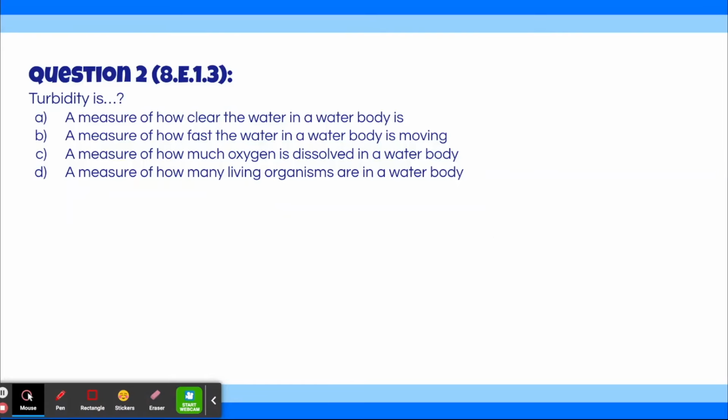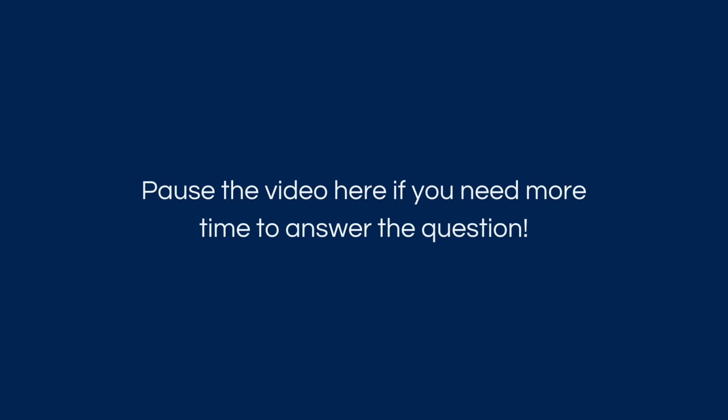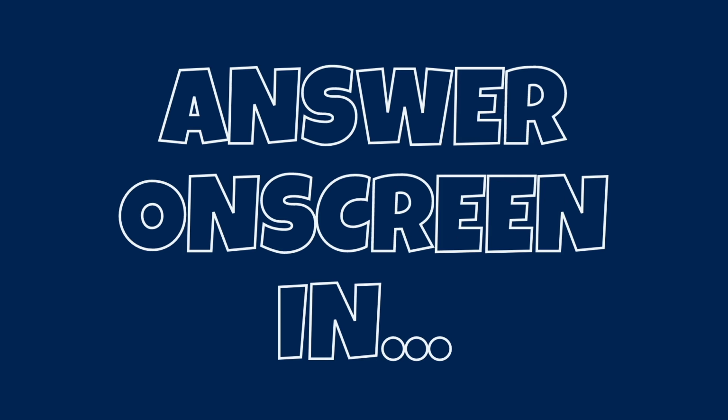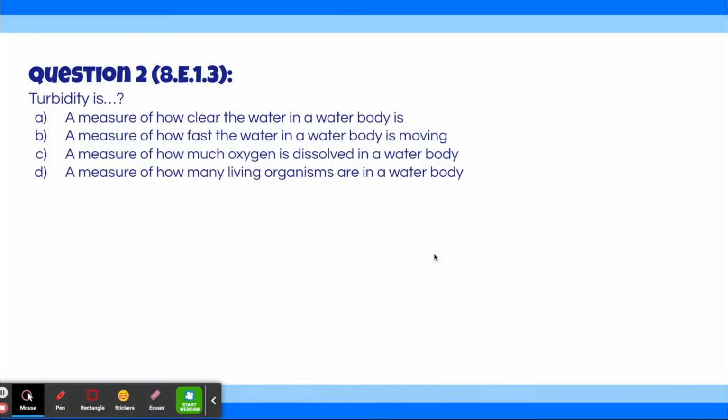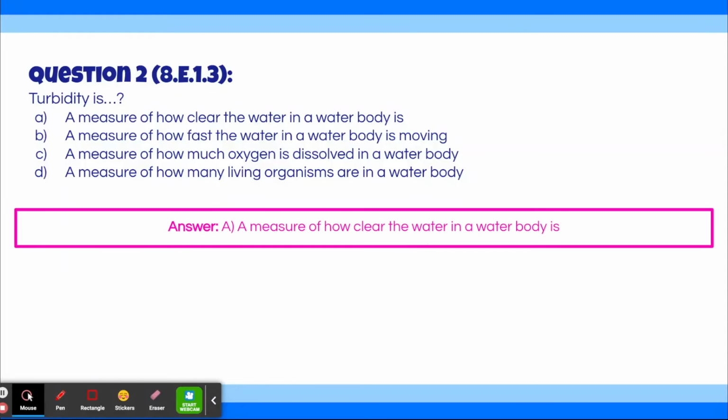Question 2. Turbidity is A. A measure of how clear the water in a water body is. B. A measure of how fast the water in a water body is moving. C. A measure of how much oxygen is dissolved in a water body. Or D. A measure of how many living organisms are in a water body. The answer is A. A measure of how clear the water in a water body is.